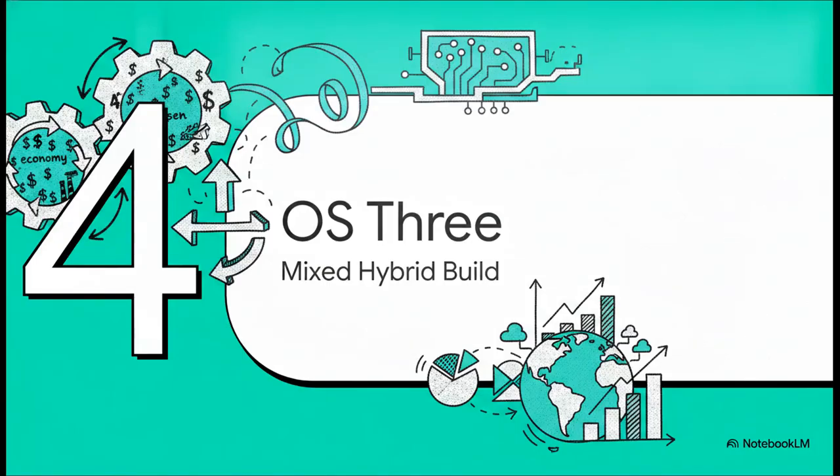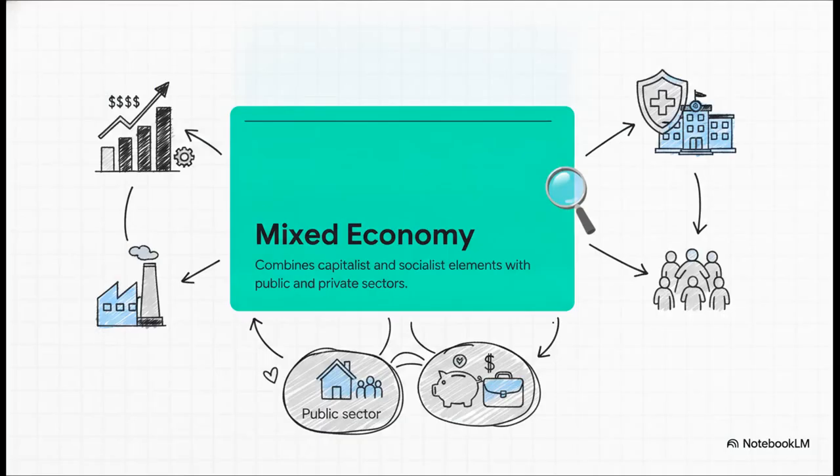Which brings us to OS3, the mixed hybrid build. So, what if you want the best of both worlds? Well, a mixed economy is basically a custom ROM that directly attempts to patch the vulnerabilities of both extremes we just talked about. It combines elements of both capitalist and socialist economies. Its defining characteristic is the coexistence of a public sector, operating in the interest of society, running right alongside a private sector, which is driven by the profit motive.